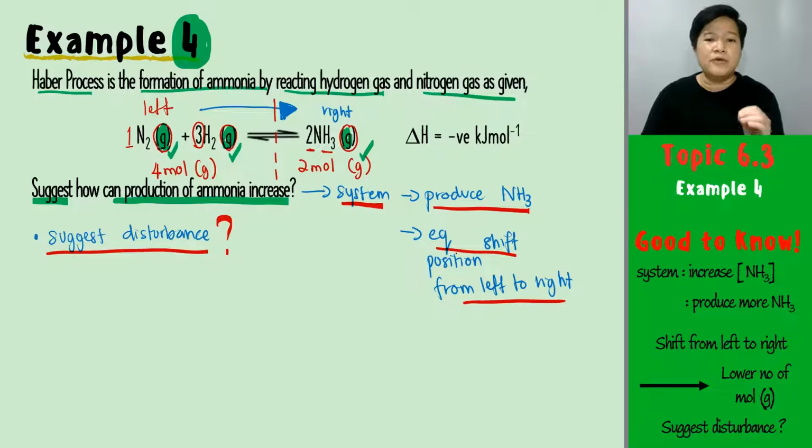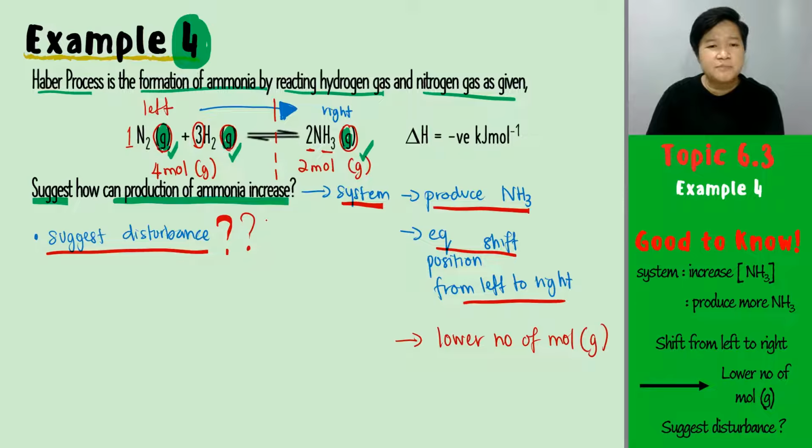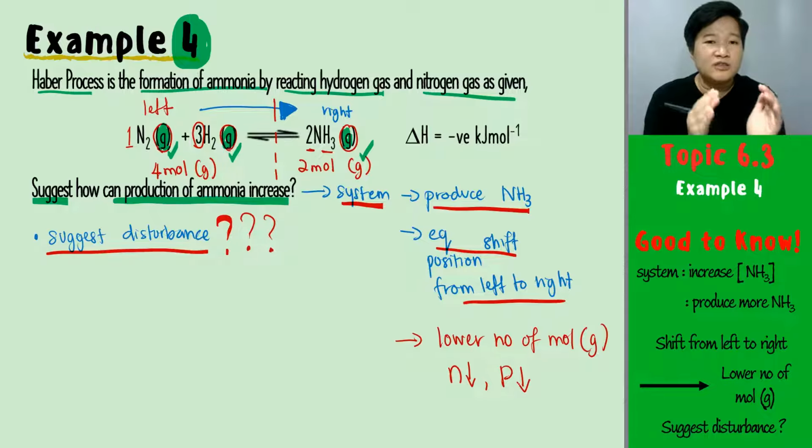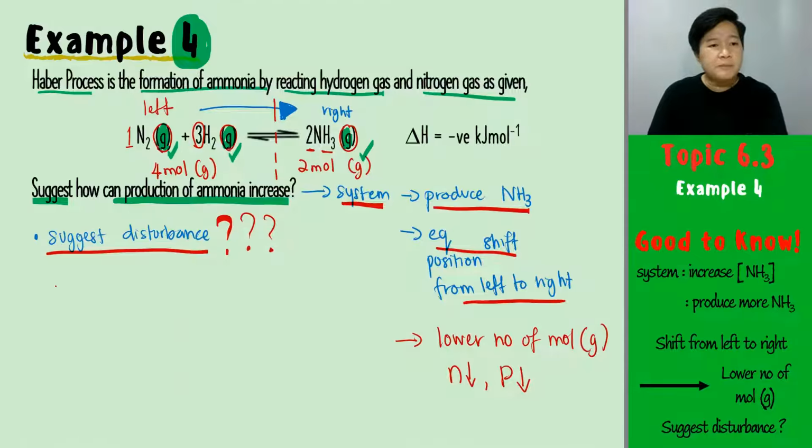And since ammonia is the one that we are looking for, and ammonia is located on a lower number of mole of gases. So what kind of disturbance do we need to ensure your equilibrium position is shifting to a lower number of mole of gas? Lower number of mole of gas means the pressure is lower. So in what condition will your system shift to a lower number of mole that will produce lower pressure? The system will shift to a lower pressure because the disturbance is increasing the pressure.